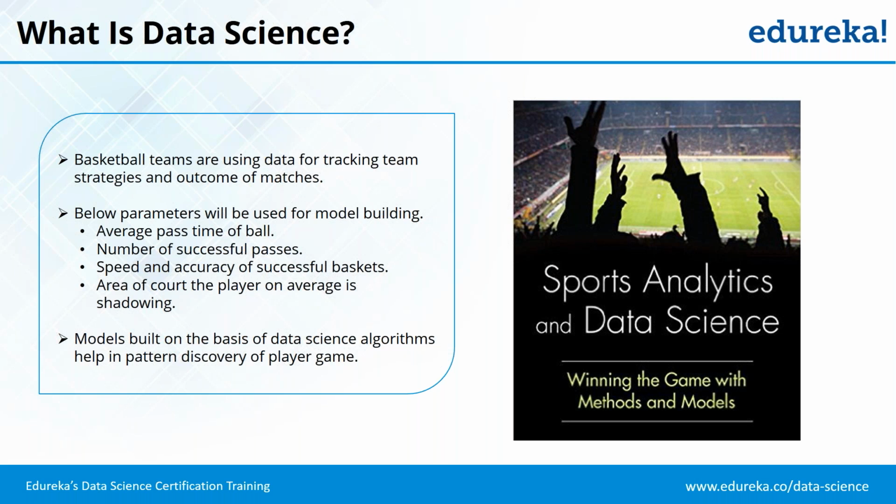In basketball, teams are actually using data for tracking team strategies and outcomes of matches. You'll be surprised to know that even the height of the players in basketball, there is a correlation drawn that if the team has a lot of tall players, then what are the chances of winning in basketball? And if a particular player is playing in this particular game, then what is the probability of their scoring baskets, and what should be the approach that should be taken? If this player is not playing, if any other player is playing in his place, then what should be the strategy of the opposition team in that case?